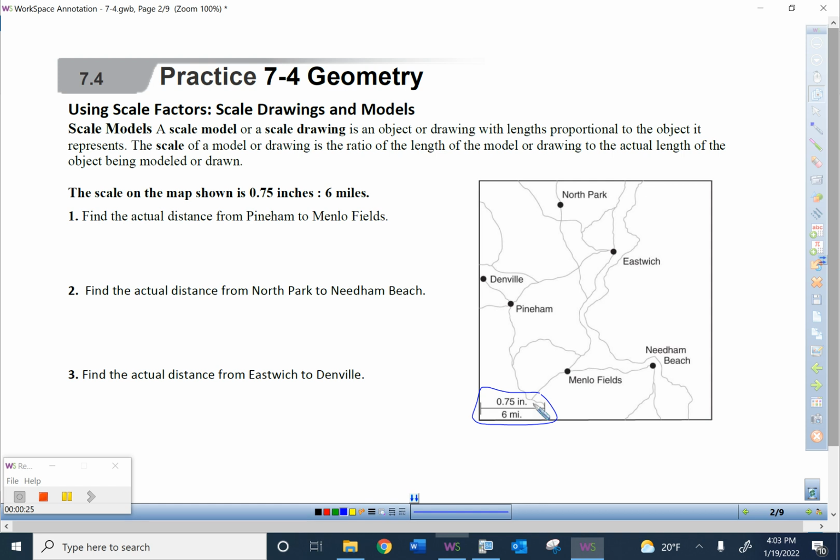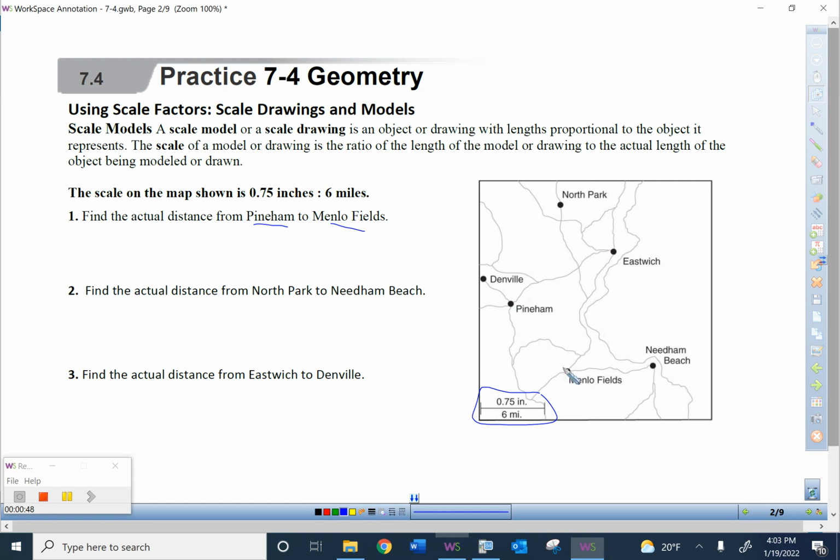We're going to use that to determine the actual distance between different cities on here, and we'll do this in two steps. Our first step is just actually measuring. You'll need your geometer for this. Pause the video if you need to grab that out. We're going to measure between the two cities they give us. The first is Pineham and Menlo Fields. We want to find those on here.